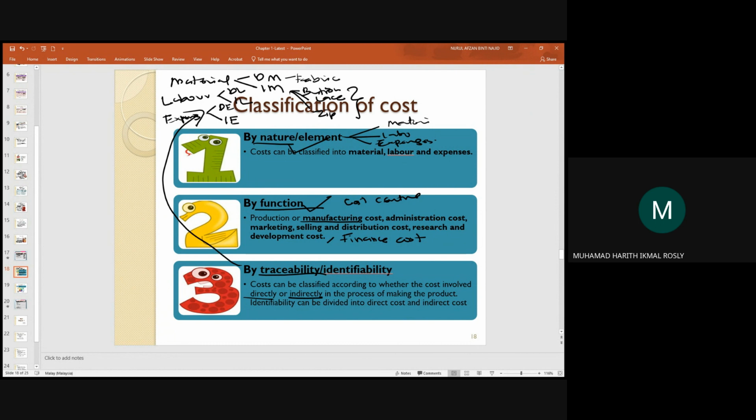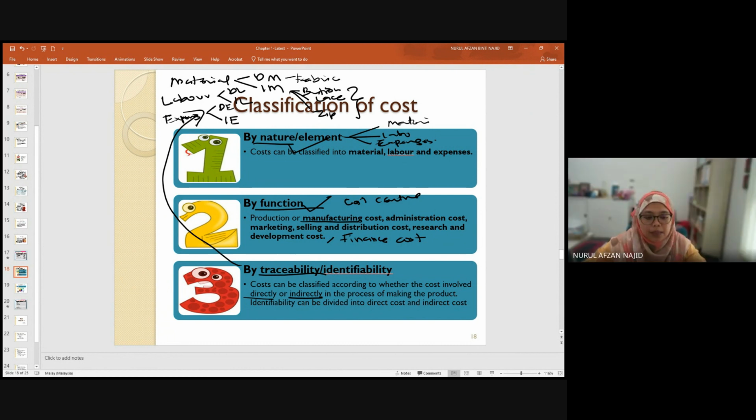Faham. Okay. Apa pula label? Label pun sama juga. Direct label dengan indirect label. Direct label untuk fabric adalah tailor. Kalau tak ada tukang jahit, tak jadi baju. Indirect label untuk fabric mungkin supervisor, manager, board of director, cleaner. Dia hanya menolong je pembuatan baju tersebut. Kalau cleaner tak ada, jadi baju sebab tailor ada. Kalau supervisor tak ada, jadi baju sebab tailor ada. Tapi kalau tailor tak ada, tak jadi baju.